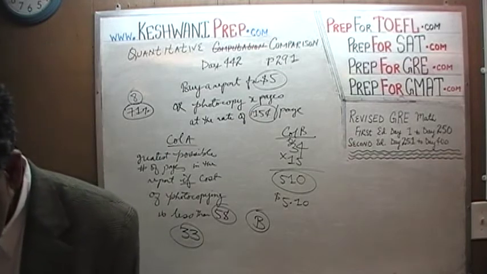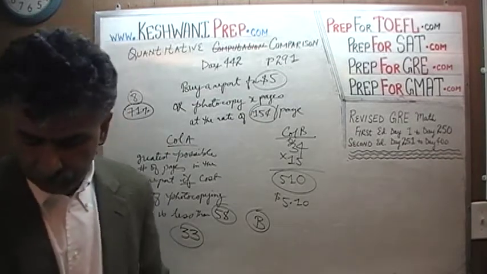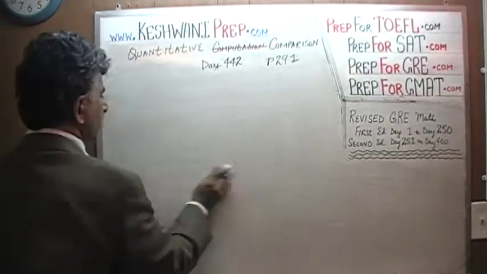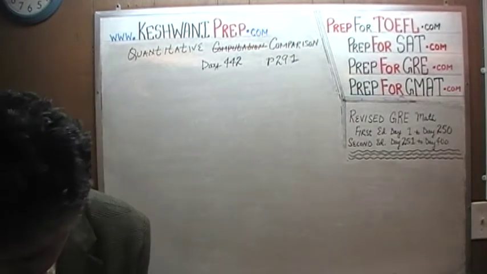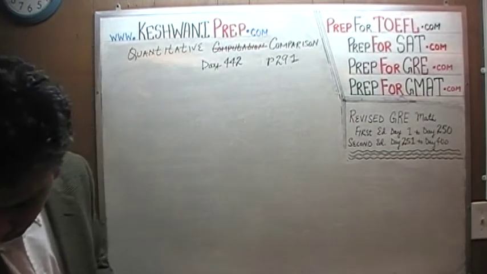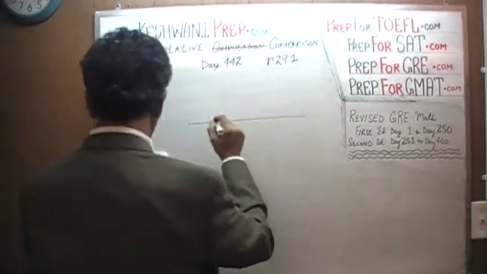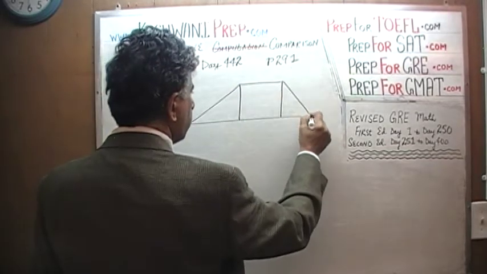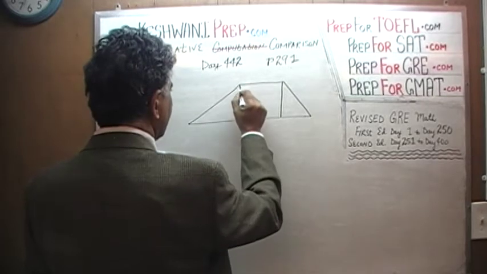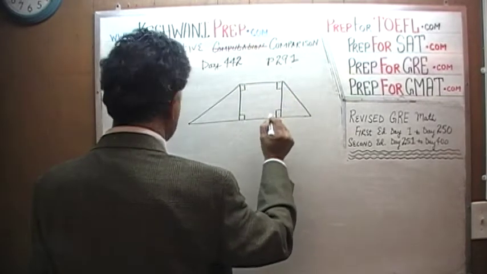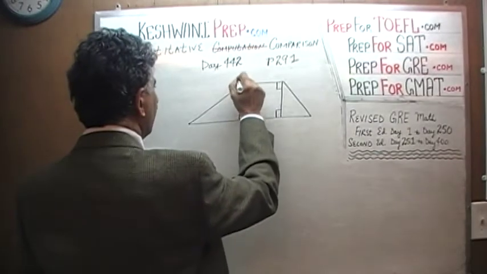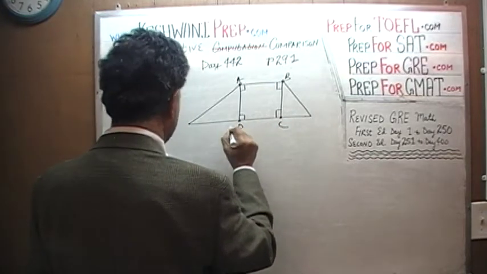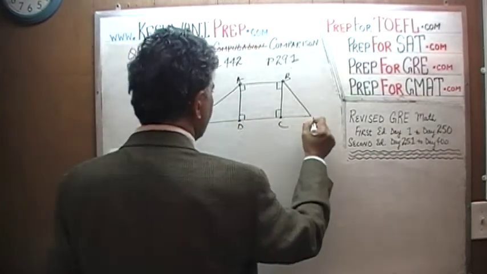Let's do number 9. Question number 9 is a geometry question. We are given a picture. I'm going to reproduce the picture as it appears in the book. We are told that all of these are right angles. We are told that this is point A, B, C, D, E, and F.